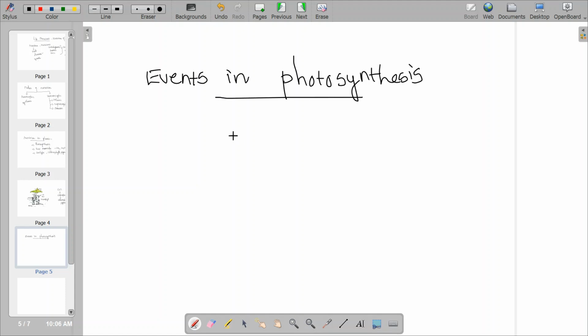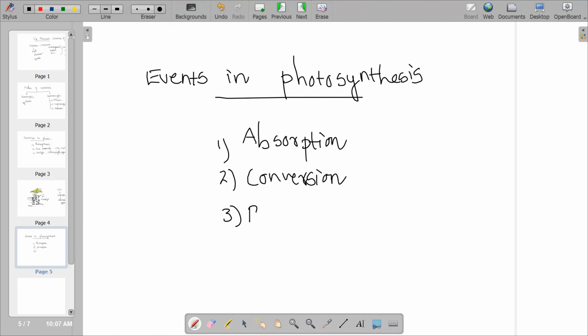So three major events: absorption, conversion, and reduction. Okay, so the first event is absorption of light energy by chlorophyll. We learned that chlorophyll pigment is present inside the cell, right? In the chloroplast it is present. So what is absorbing this sunlight? Chlorophyll pigment is absorbing the sunlight.